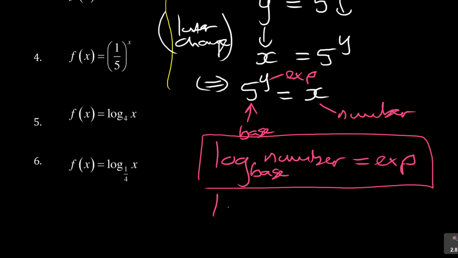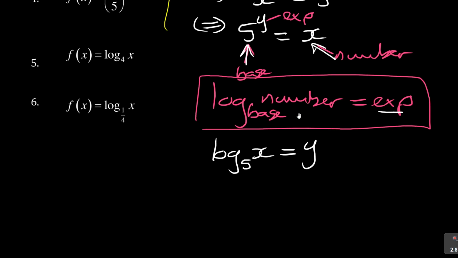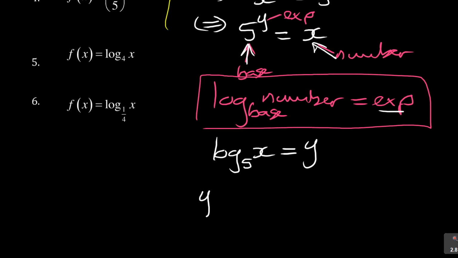Okay, let me do it with this. Look at this. If I say log, now what is the base? The base is 5. You see, this is my base. So log base 5, and what do I write? The number, and the number, there it is, my x, is equal to my exponent, and my exponent is y. Look, y is now the subject of the formula. Then you have y is equal to log base 5 of x.